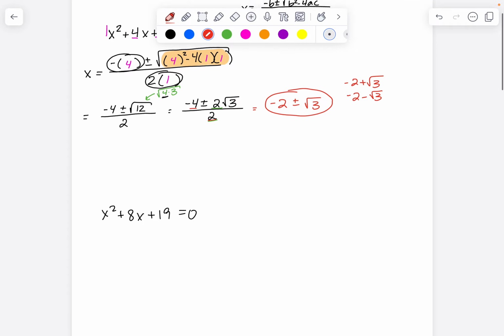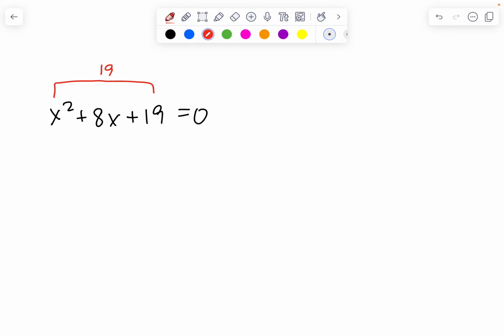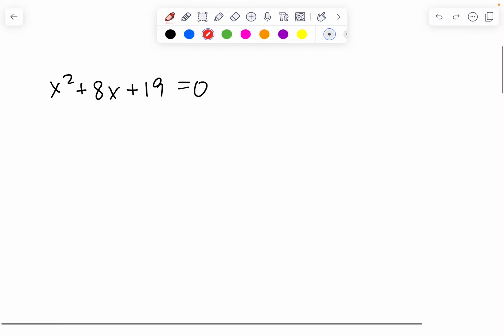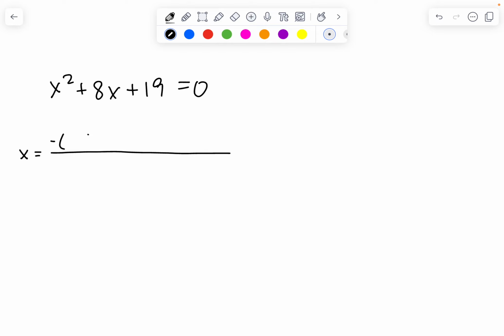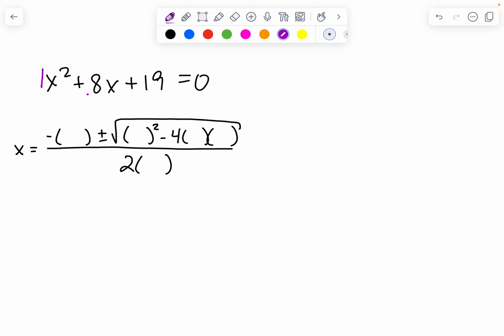All right. Here is another one where I can't think of two numbers that multiply to 19 and add to 8. If I did know that, I would factor it, but I don't. So I'm going to use the quadratic formula. I'm going to write out the shell. And then I'm going to fill in the blanks. A is 1, B is 8, and C is 19.